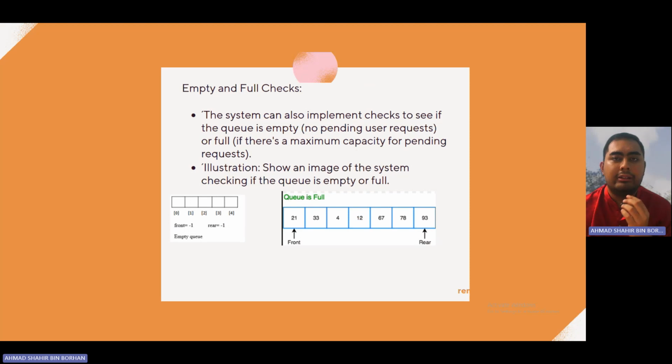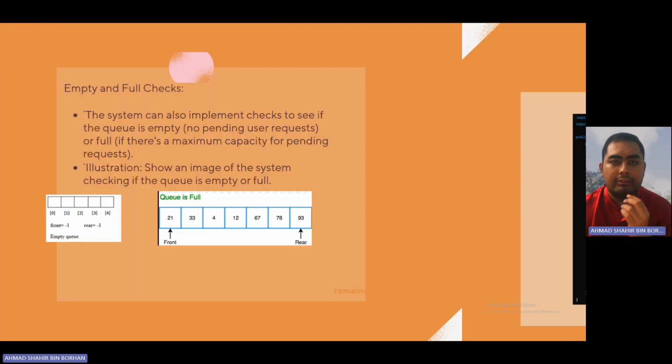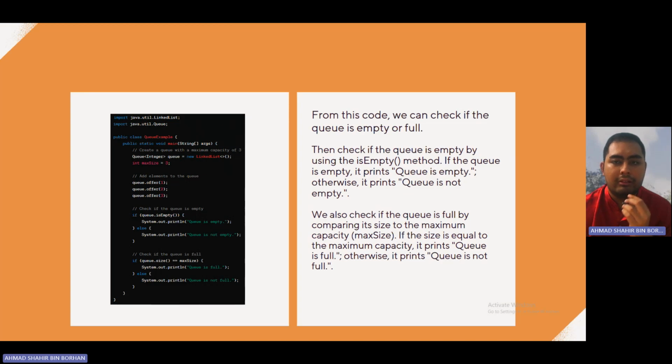We can also check whether the queue is empty or full. This is the image of an empty and full queue. We can review more in this code. From this code, we can check if the queue is empty or full. We use the isEmpty method, as shown in the code. If the queue is empty, it prints queue is empty. Otherwise, it gives a false statement, queue is not empty.